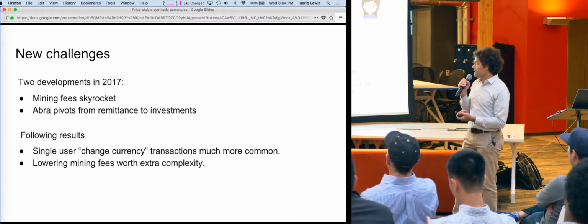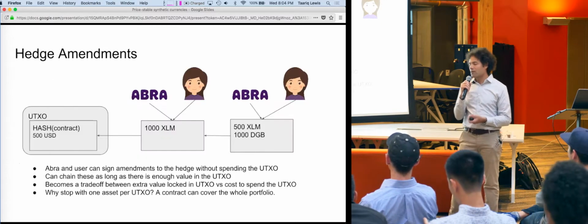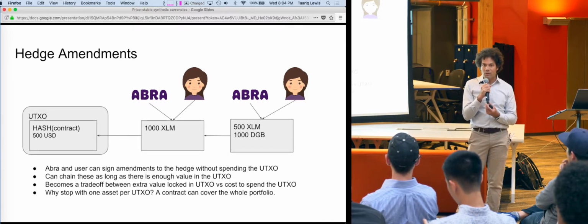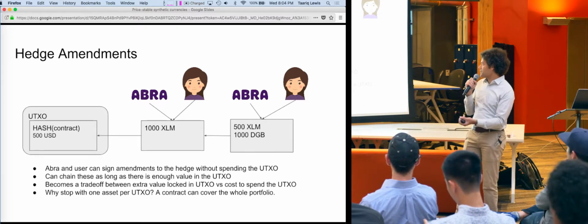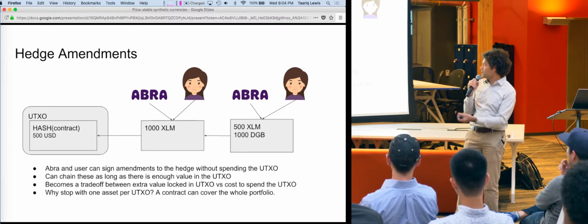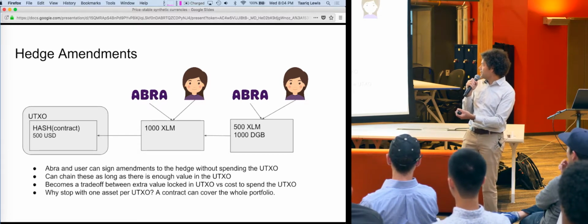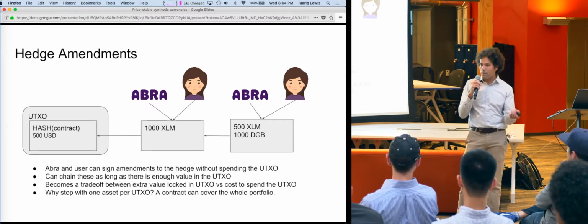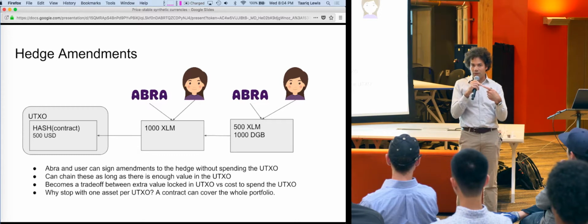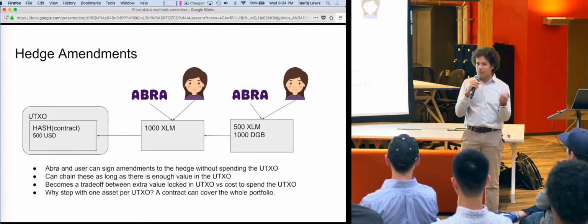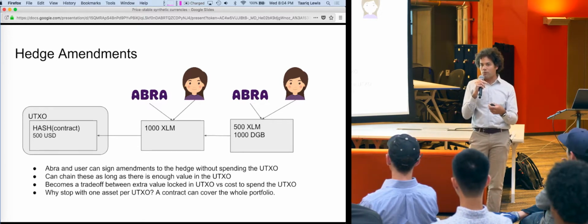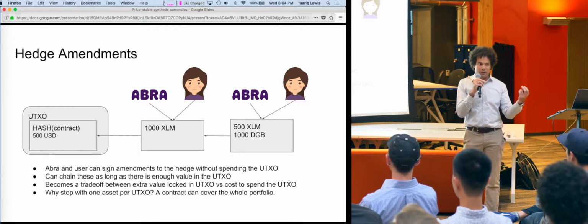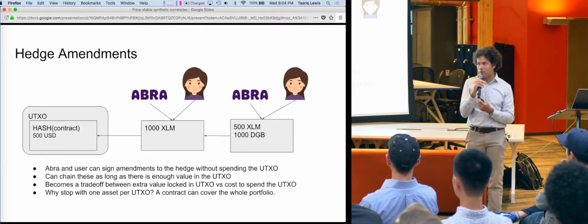So then we came up with this idea of hedge amendments. If you can amend the hedge that's in the UTXO, then you can say, well, this was, let's see my example, 500 USD, but now I'm changing it to 1,000 Stellar. I don't need to spend the actual UTXO. Alice and Abra can just agree that that's what they're doing, sign the contract, and submit that to the Oracle. The Oracle can keep track of all of the contracts, and when it comes time to spend the UTXO, it can check all the contracts to see if it's valid.